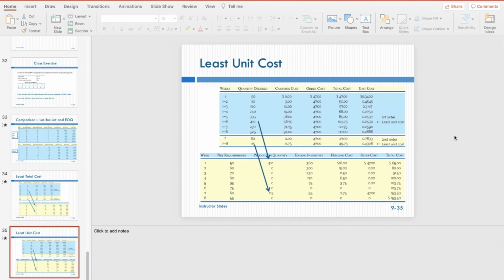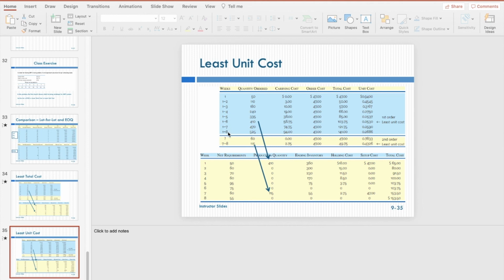Now, as I said at the beginning, the least unit cost is a little bit similar to the least total cost. And that's why you can see that under least unit cost, if you look at this blue part and this yellow part, the structure itself is kind of similar. But the key principle, or the key characteristic for us to pick the best option by using this unit cost, is different. It's different.